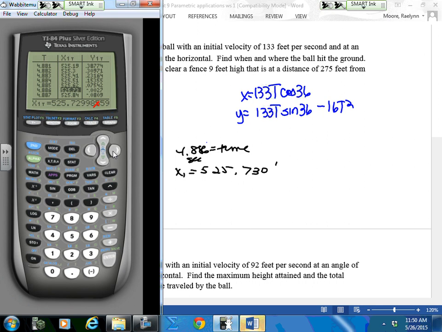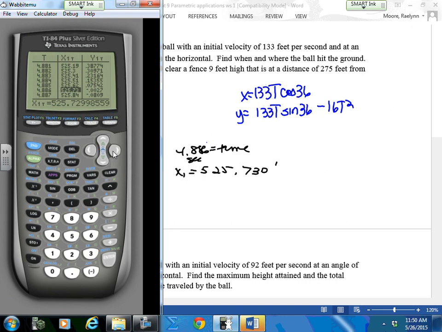Now, we also wanted to know if it cleared a fence at a distance of 275. So what is it I'm looking for to be 275, my X or my Y? My X. At a distance of 275 feet away from me, that's my X. I want to know, was the Y bigger than 9? Is he over me, over the fence?